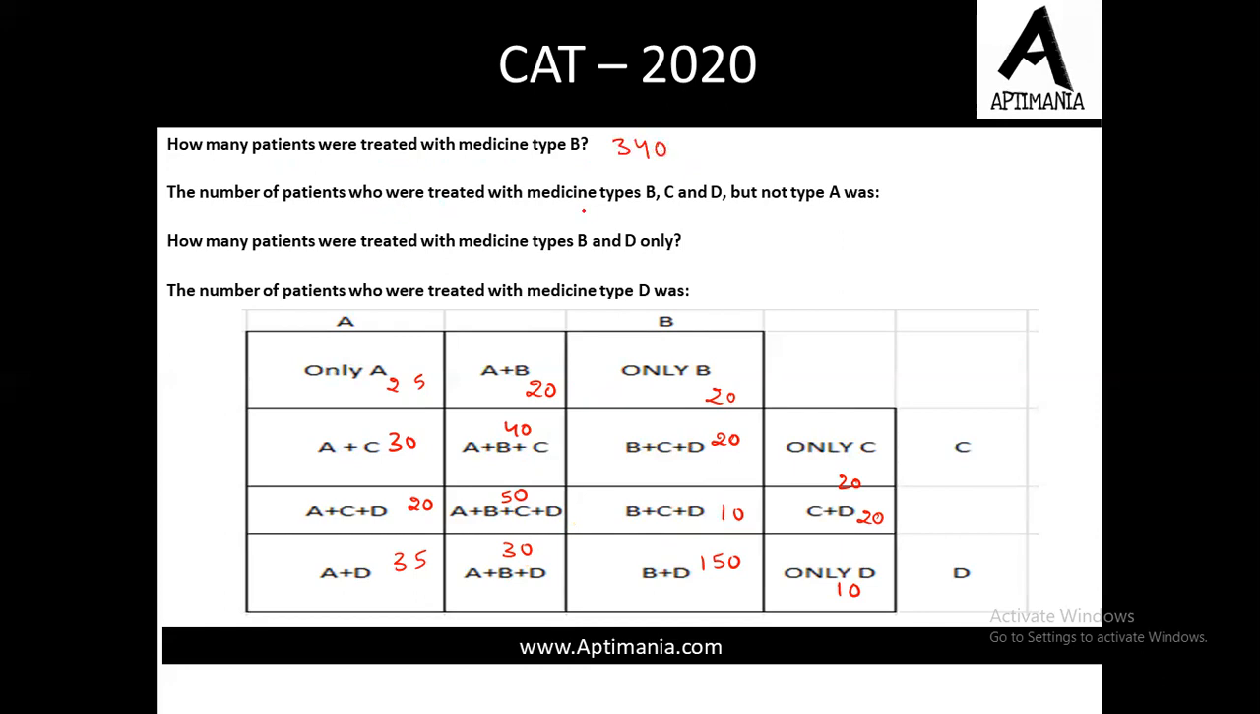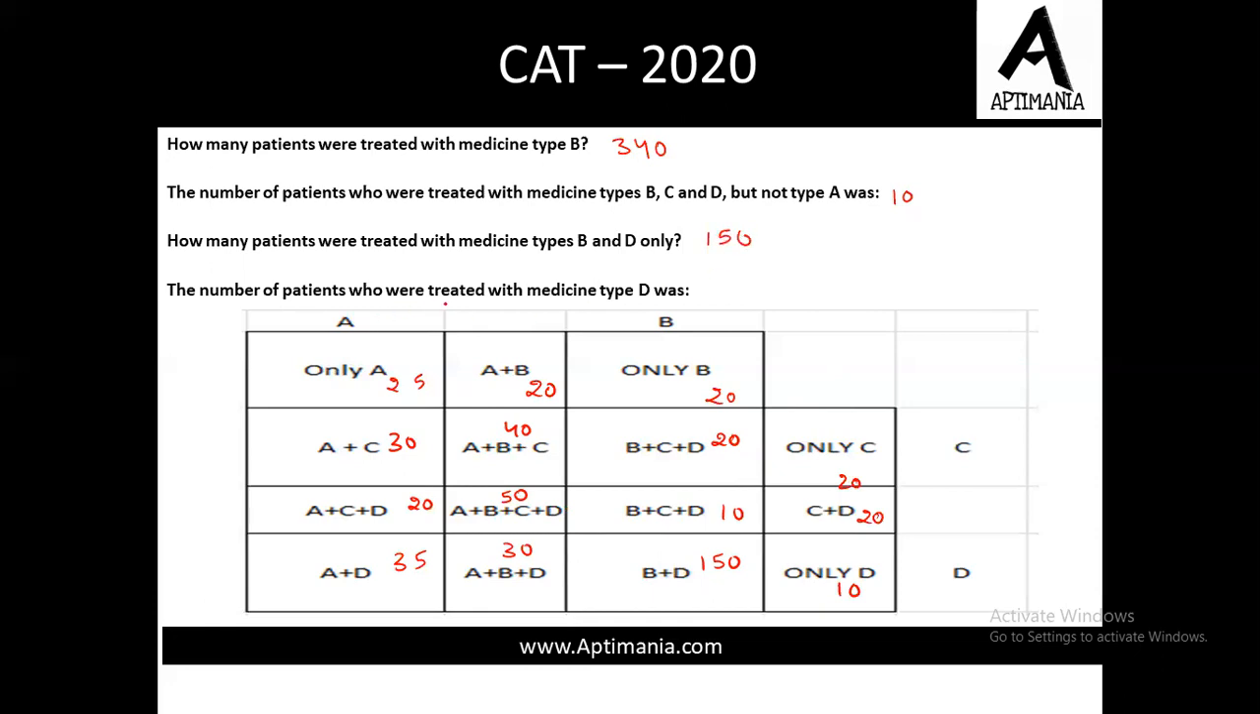The number of patients who were treated with B, C, D but not A. So we need to find the value of B plus C plus D. Answer is 10. How many patients were treated with medicine type B and D only? B and D. So we need to find the value of B plus D only. And B plus D is 150 from here. So the answer is 150.